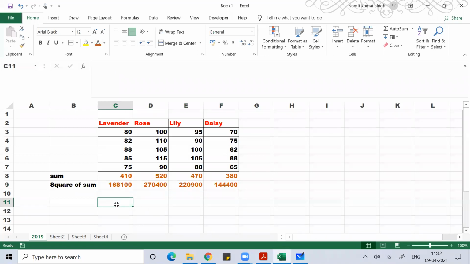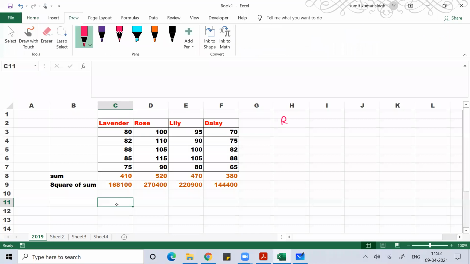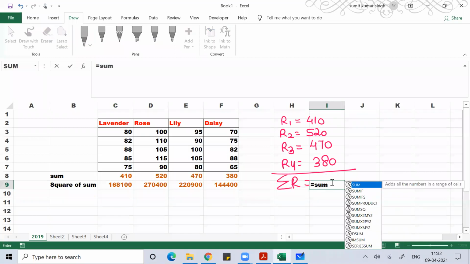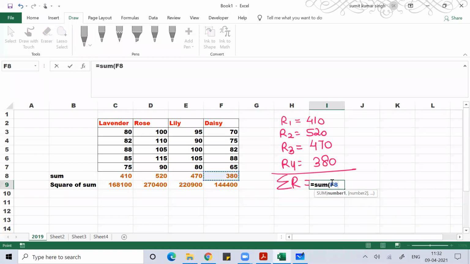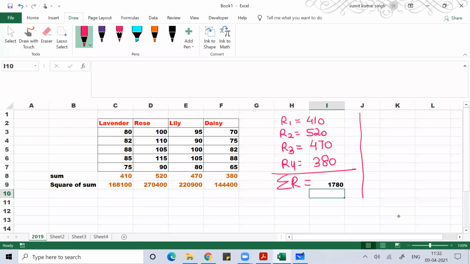So in the test of hypothesis, what I told you, first we'll find the sum. Your R1 is 410, your R2 is 520, your row 3 sum is 470, and your R4 sum is 380. So the sum of your data is 1780. That is your grand total.